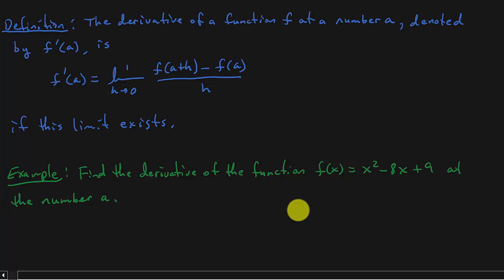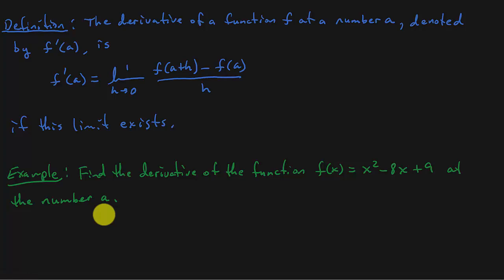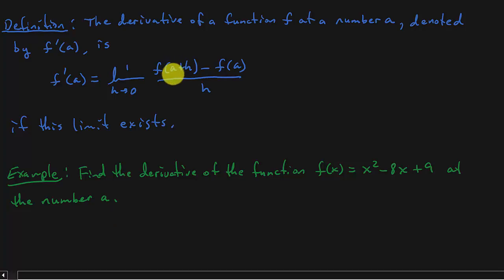Find the derivative of the function f of x equals x squared minus 8x plus 9 at the number a. So at any point a, at any number, which is good. We're going to find this with the a, and then whatever a is, whether it's 1, 2, 0.1, 0.3, whatever it is, we can just plug it into the function we find. All right, so let's go ahead and do that.